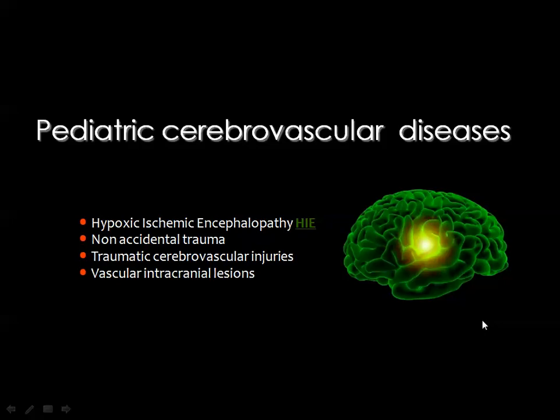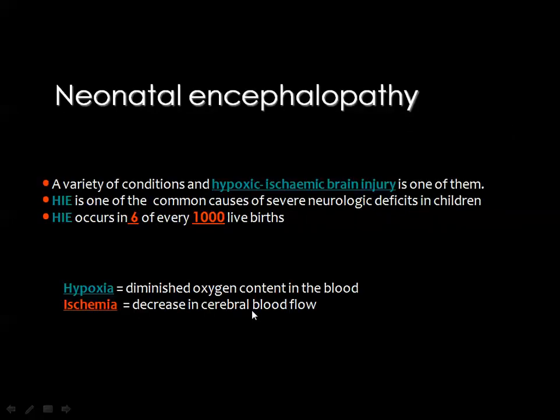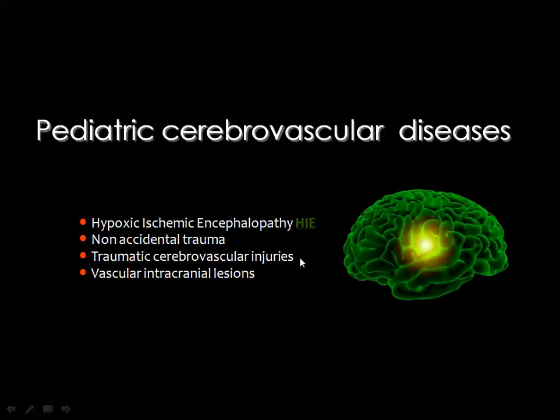Then the pediatric cerebrovascular diseases will be handled in these topics. Number one, hypoxic ischemic encephalopathy, which is a major issue in the pediatric age group. Then we will have some idea about non-accidental trauma, and we will have a good explanation about the traumatic cerebrovascular injuries in the pediatric age group, and this includes a lot of lesions. Finally, we'll have some words about the vascular intracranial lesions in children.